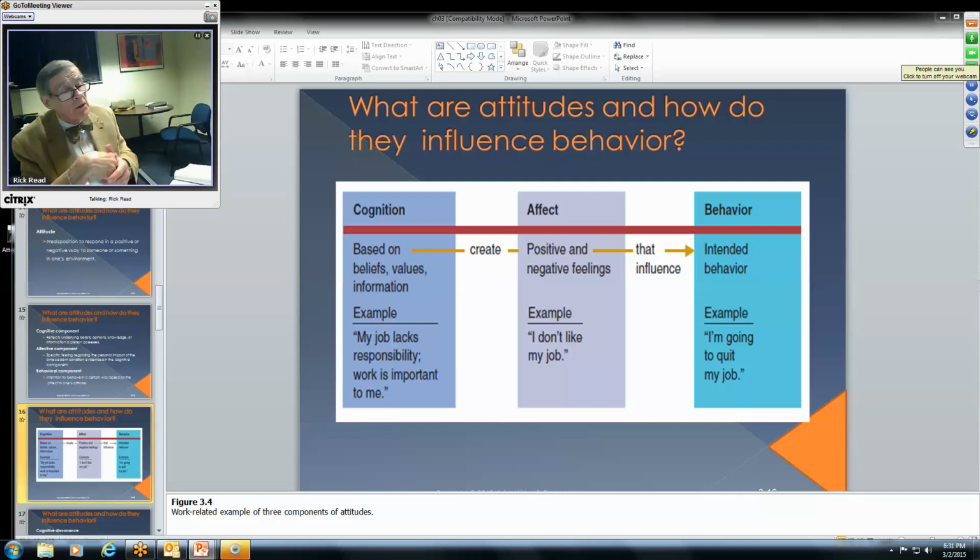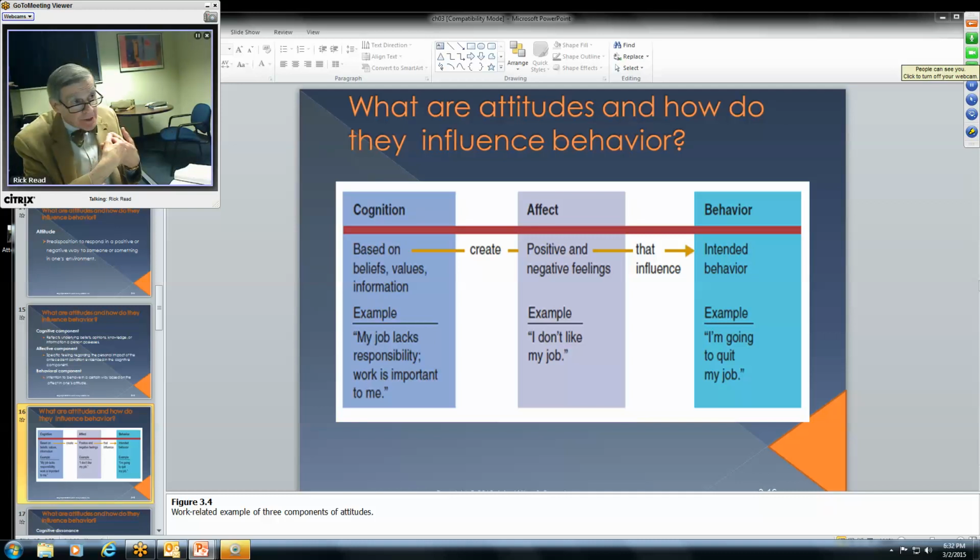So he takes that to his or her effect and says, well, based upon what I have to say here, I don't like doing what I'm doing. I don't like my job because I'm not responsible for anything. Work, I like work, it's important, but what I do, there's no responsibility. So what's his or her behavior going to be?